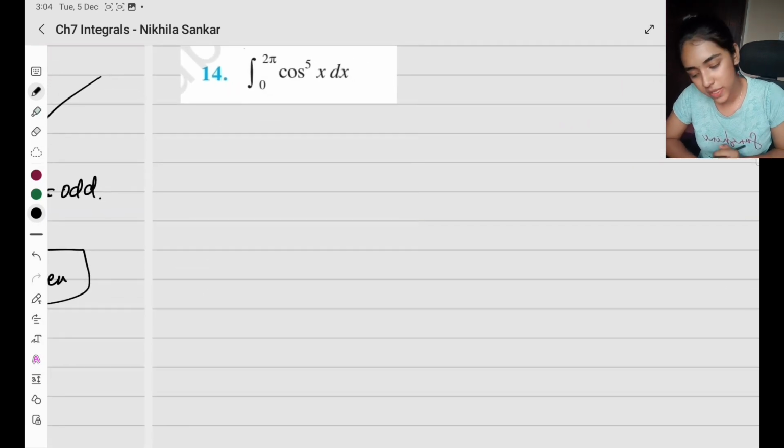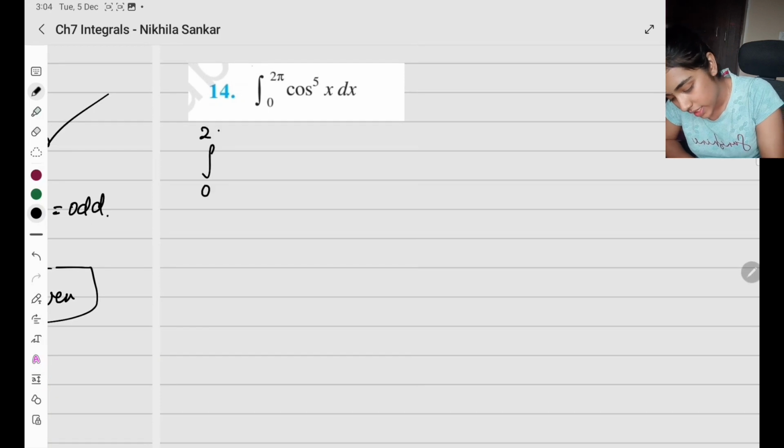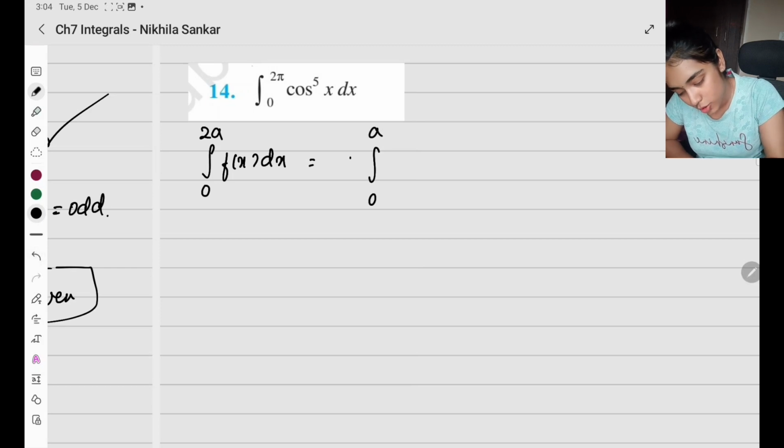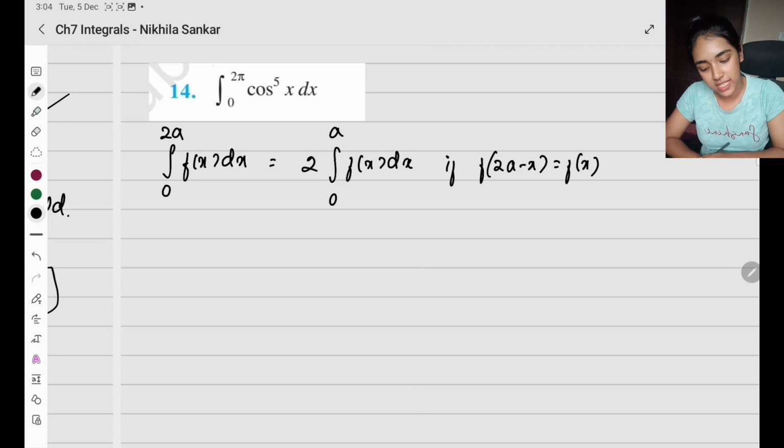Here it is going to be a similar question, but here I have 0 to 2 pi. So if it is 0 to 2a, how can we change it to 0 to a? So f of x times dx I can change it as 0 to a, not 2a. So 2 times 0 to a f of x dx if f of 2a minus x equals f of x. Okay, let's see if this is the case.